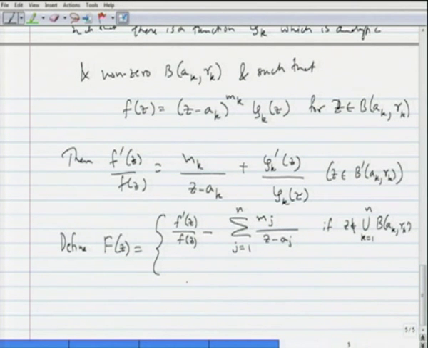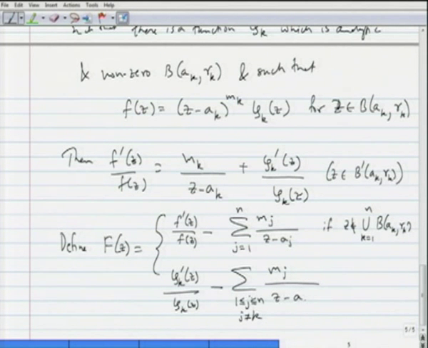And we define this to be phi_k prime by phi_k of z minus the sum over 1 less than or equal to j less than or equal to n, j not equal to k. So, when j equals k, we are absorbing the m_j divided by z minus a_j into here. Notice that f prime by f minus m_k by z minus a_k from this expression here will give you phi_k prime by phi_k. So, phi_k prime by phi_k minus the sum of the remaining m_j by z minus a_j, if z belongs to B(a_k, r_k), k equals 1 through n.